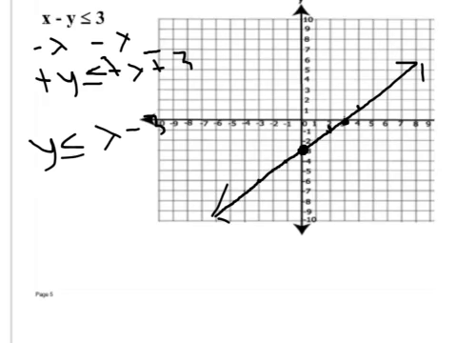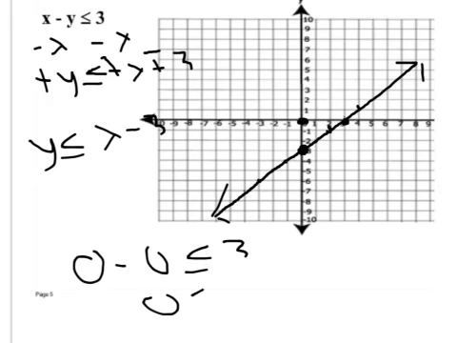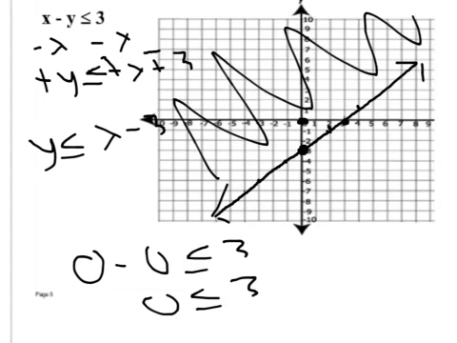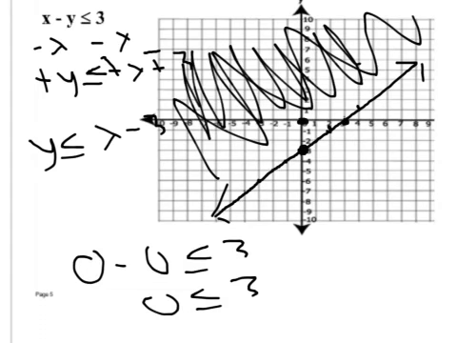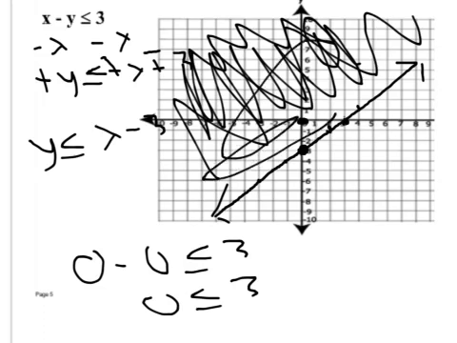So Hayden, pick a point. 0, 0. He wants to go with 0, 0. Is there anything wrong with going with 0, 0? I like to go 0, 0 because that means 0 minus 0. Is 0 less than or equal to 3? Yes. It always will be. In this case. Alright, if he says so.